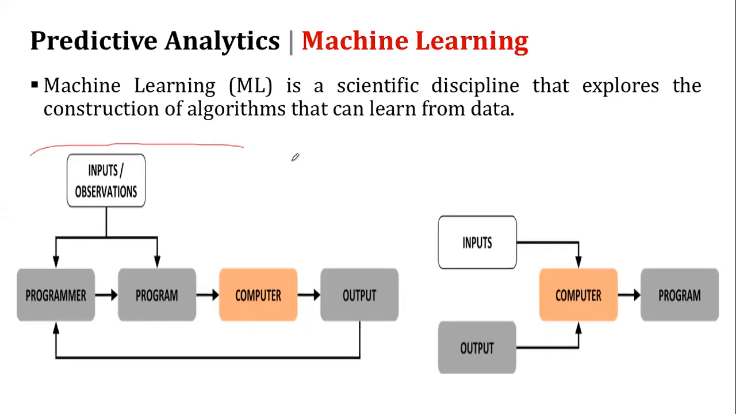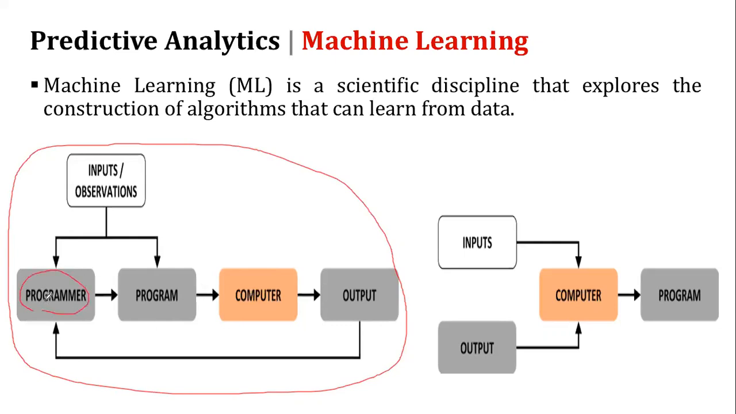Now, this particular figure, this flow chart, is about conventional programming, right? In conventional computer programming, you have the computer, and there is a programmer, a person who has to write the program and upload it to the computer with the data, right? So the computer gives an output.